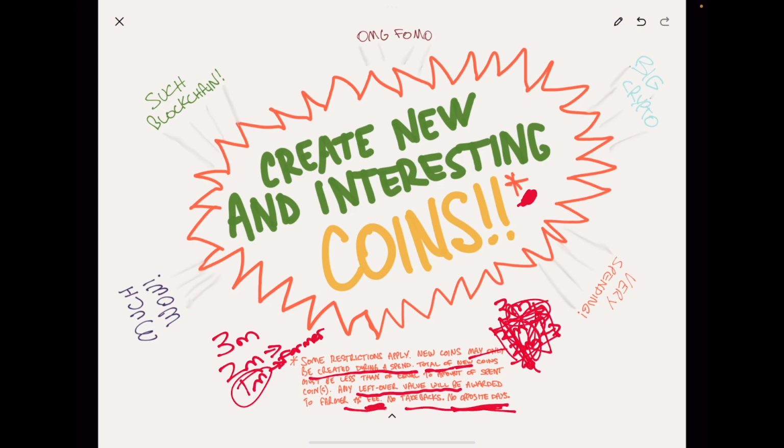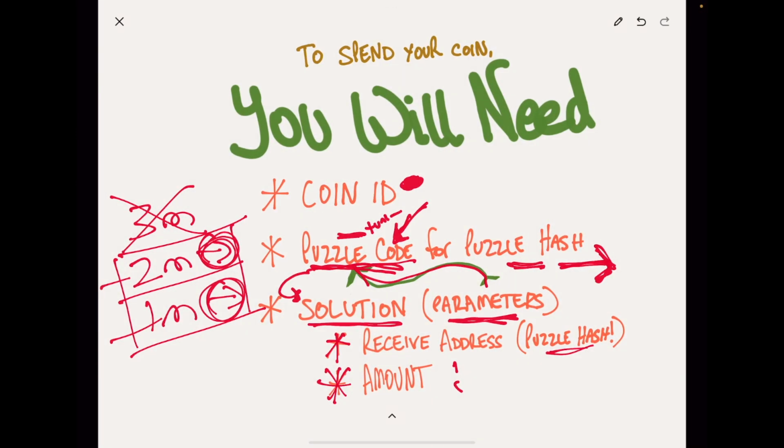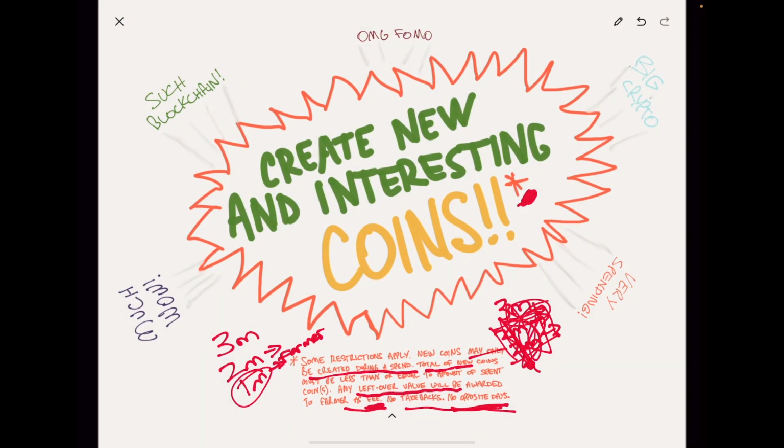All right. So to recap quickly, you can spend a coin and then you can create a new coin. But of course, these are the restrictions when doing that. And of course, you can only spend a coin if you know the original puzzle code that was used to create that coin in the first place, the puzzle with the puzzle hash.